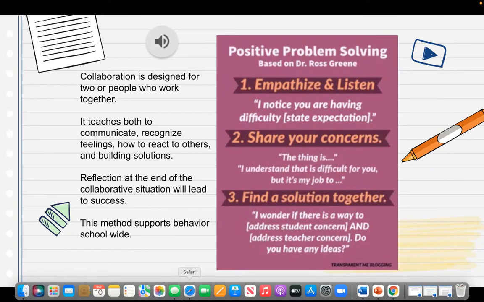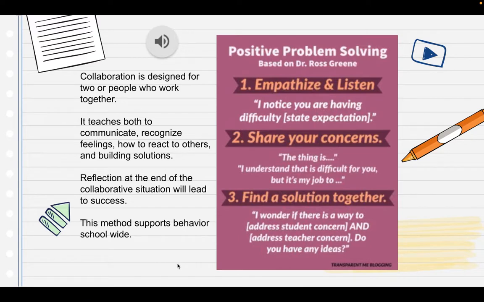Next we have just an image that shows three key points in positive problem solving. The first one is empathize and listen. So you say, I noticed that you're having a hard time doing this, and then that leads into sharing your concern, such as, I understand this is difficult for you, but I want to help you achieve in the best way that I can. And then finding a solution together. I wonder if there is a way that we can work on this problem together.